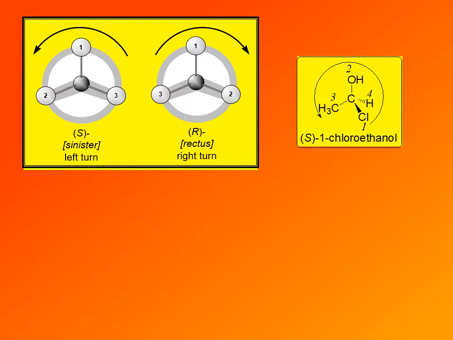And so here we have an example of 1-chloroethanol. Substituent 4, hydrogen, is away from you, so you can ignore it. And so that's a counterclockwise array, so that's (S)-1-chloroethanol. And note how we designate that. So S is a capital S in italics in print, in parentheses, and before the name of the compound.